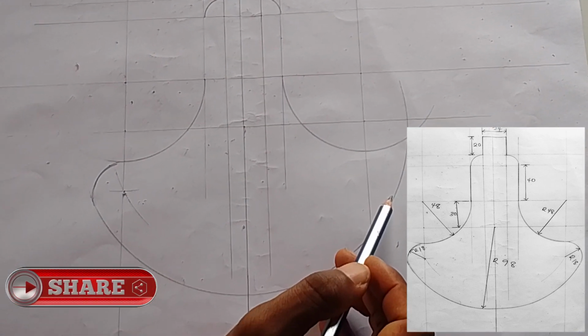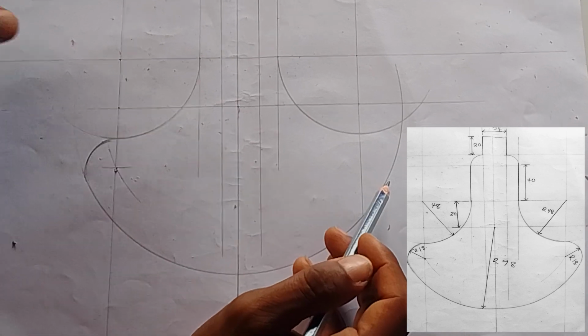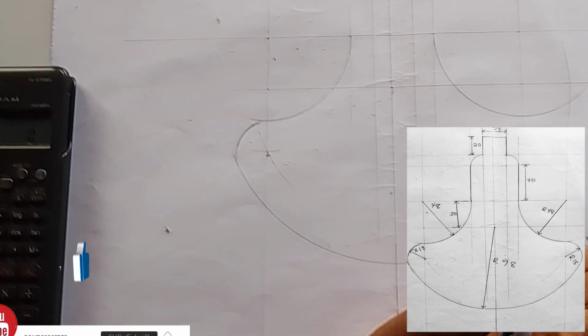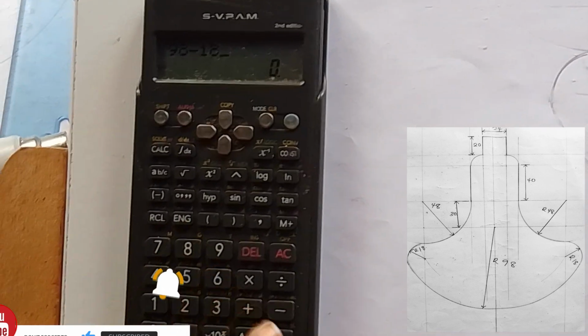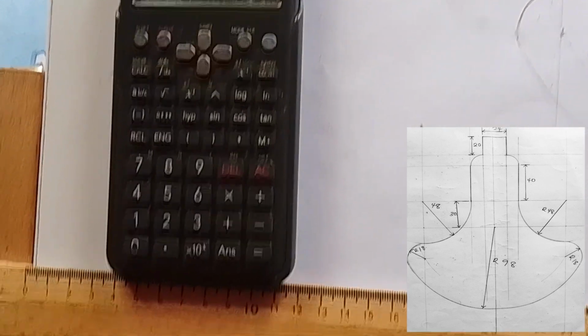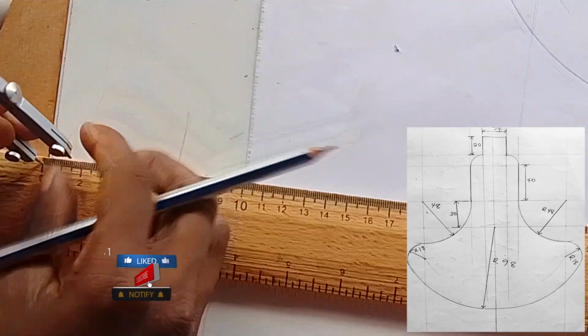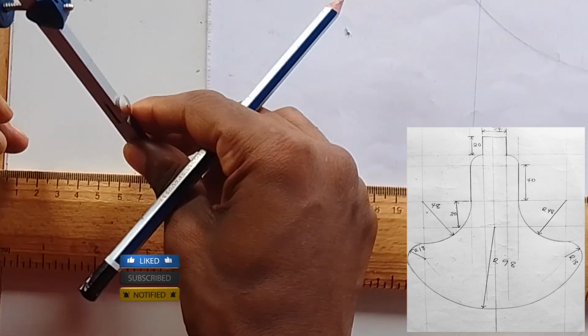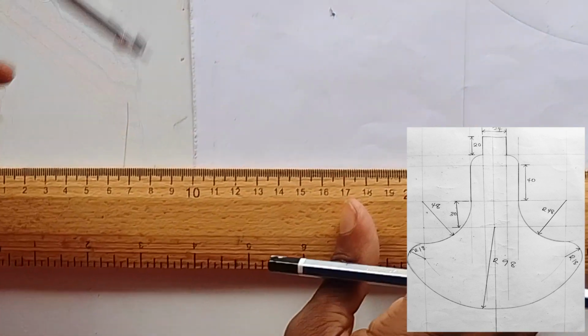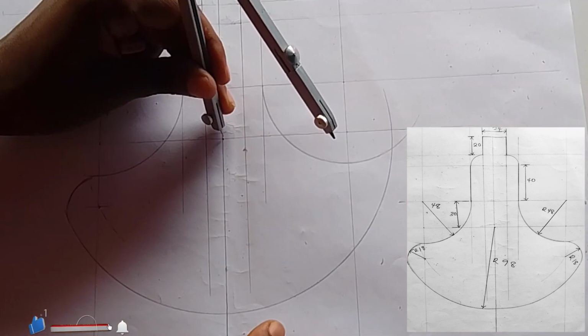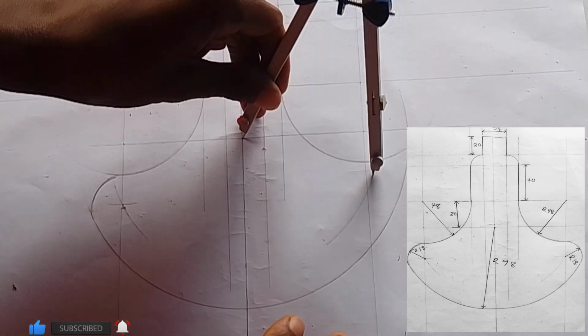So here we'll have to subtract: 98 minus 18, which will be 80. Using the same measurement on your ruler, you stand at the point which you used to draw the 98 curve, measure your 80 from this point, and strike an arc like that.